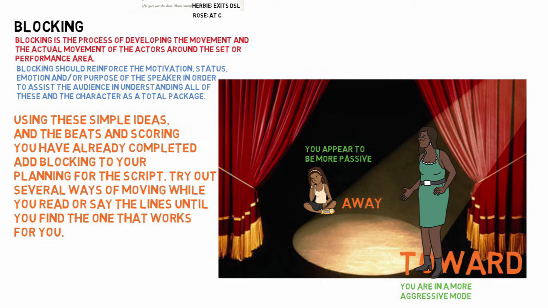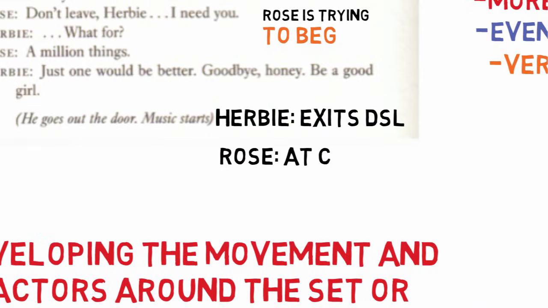Using these simple ideas and the beats and scoring you have already completed, add blocking to your planning for the script. Try out several ways of moving while you read or say the lines until you find the one that works for you. When you find what works for you, write it down in between the lines or beside the lines of the script where you are going to make the planned movement.